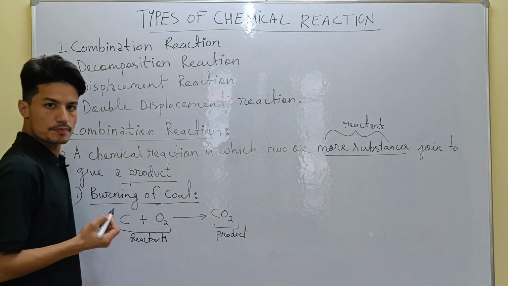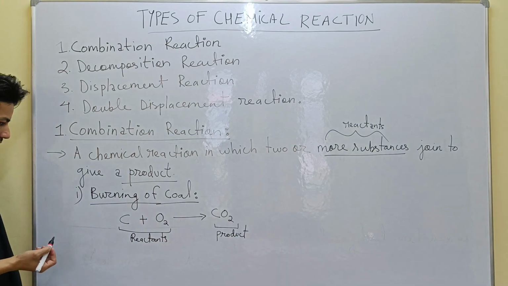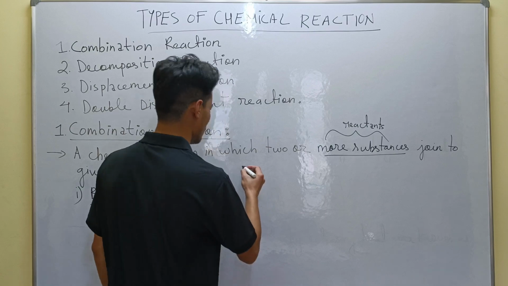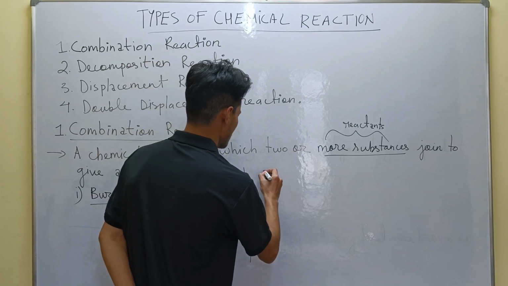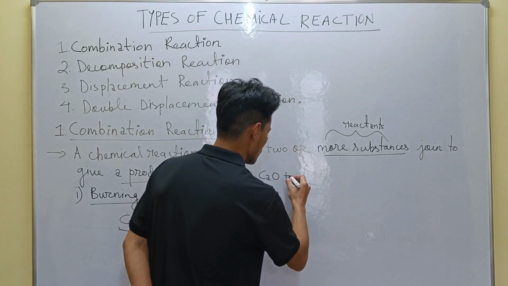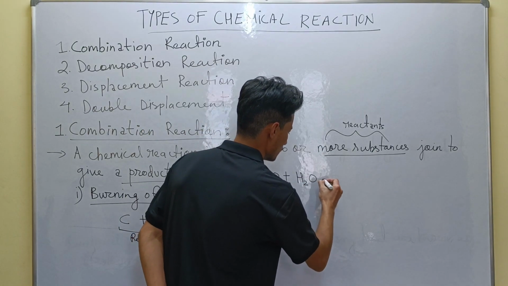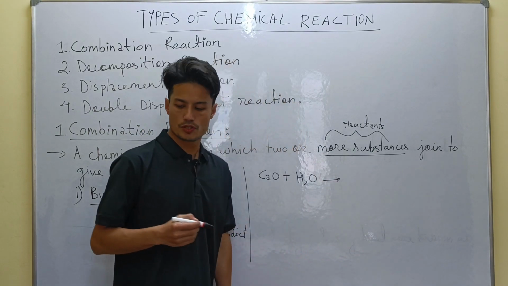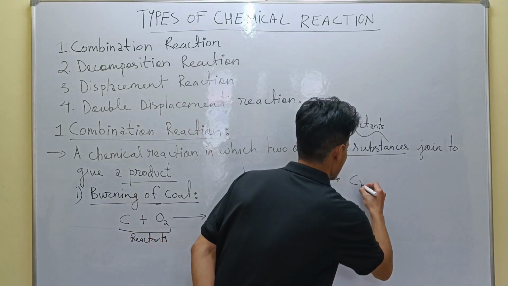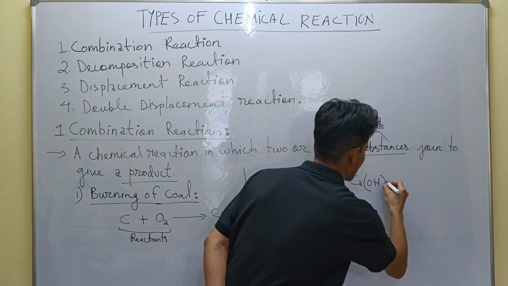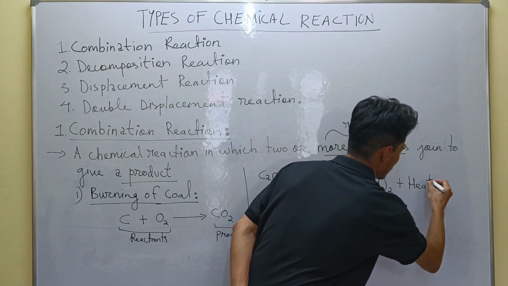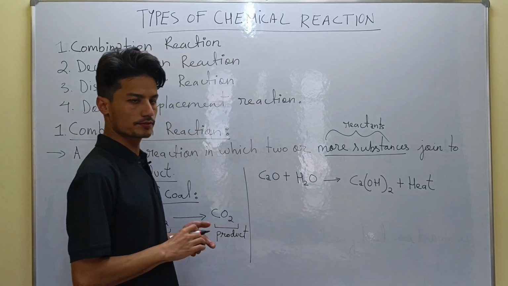All right, simple, right? Now let us discuss another example. CaO, calcium oxide, plus water. This example is again mentioned in your textbook. CaO plus water gives us Ca(OH)2 plus heat. Now there's a reason why I'm discussing this chemical reaction.